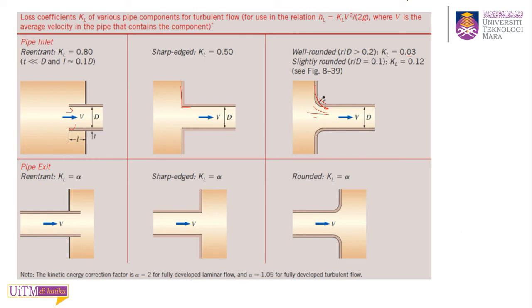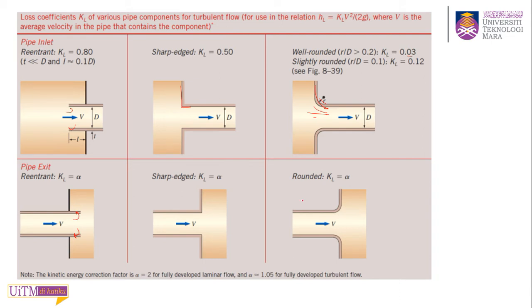Similarly, when you have the pipe exit, from the pipe to the reservoir, there will be turbulence in the flow, like this. That's why you have the losses, and this will depend on the geometry of that connection, whether it's a sharp edge or rounded.